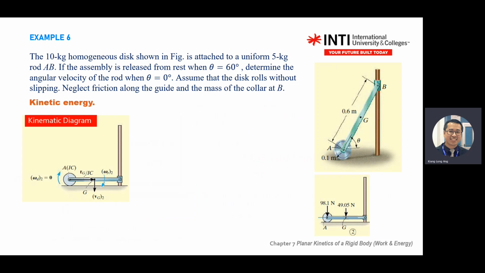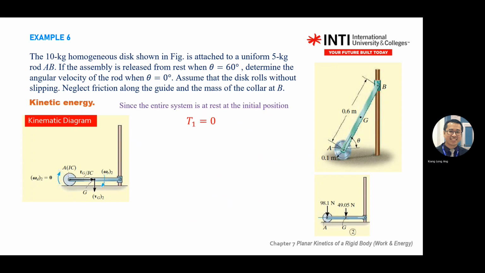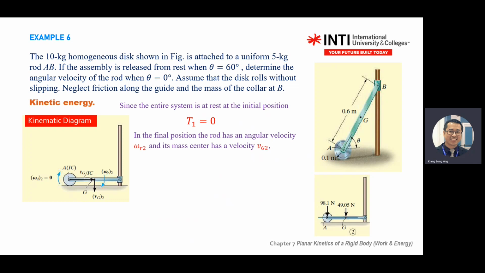In the kinematic diagram, when you want to find the kinetic energy, when it becomes flat, you know that before it starts from rest, so kinetic you don't have. Even the second moment of inertia also gives you 0 because no turning. So T1, remember, important to write T1 equals 0 if the question mentions start from rest. So you only look at the final position.